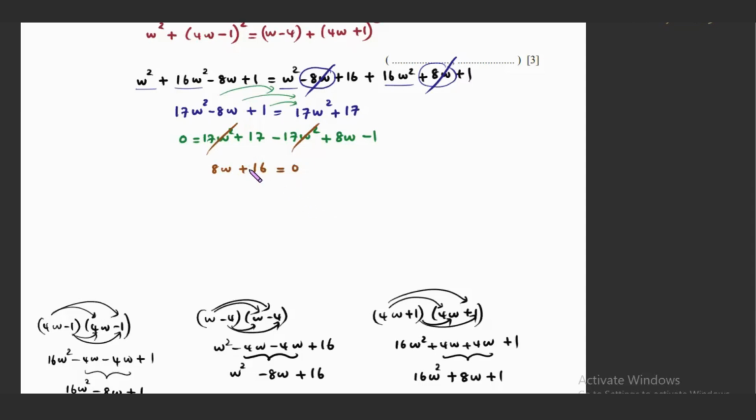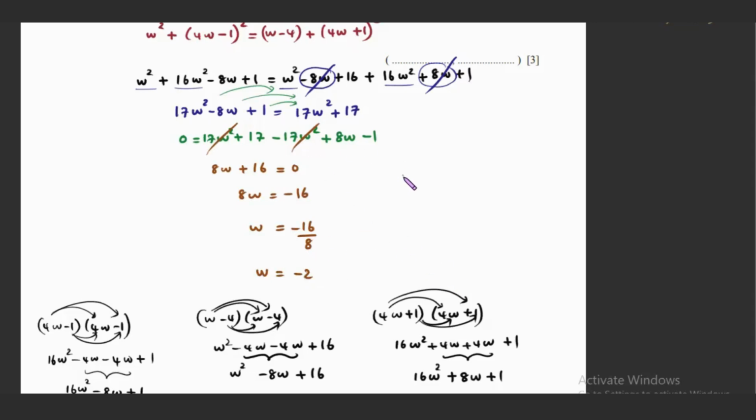Now I'm going to bring this 16 to the other side. That becomes minus 16. So 8w is equal to minus 16, which means to find what w is, this minus 16 has to be divided by 8. So the value of w is negative 2. Now I know what w is.